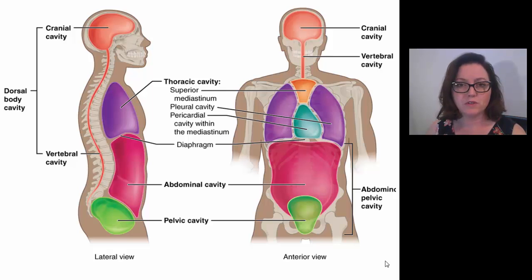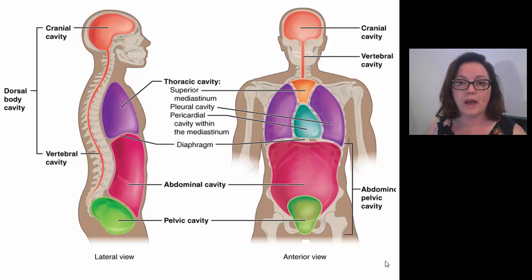There was no physical separation in the dorsal body cavity. As a matter of fact, the cranial cavity and the spinal cavity are continuous one with another, and they even share a fluid that flows through them called cerebrospinal fluid. Anyways, coming back to the ventral body cavity.